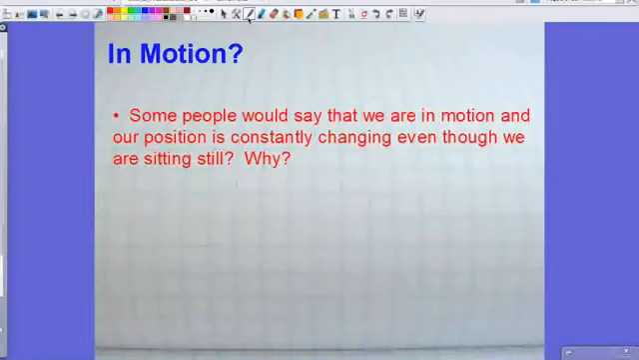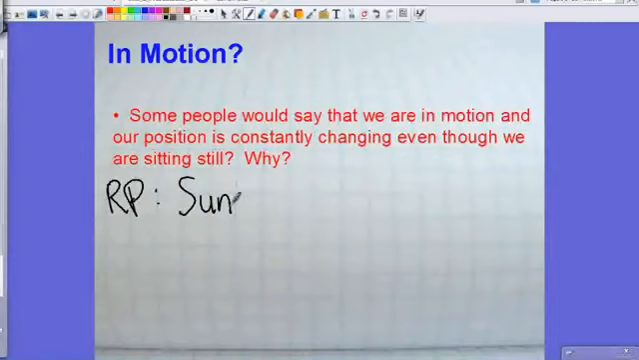But some people would say that you are moving, and you're moving at hundreds of miles per hour right now. And you're sitting there going, what? How am I moving at 100 miles per hour? I don't feel it. Well, that depends on the reference point. Let's say that my reference point, and I'm going to put RP because I don't feel like writing it all out, let's say that the reference point was the sun.